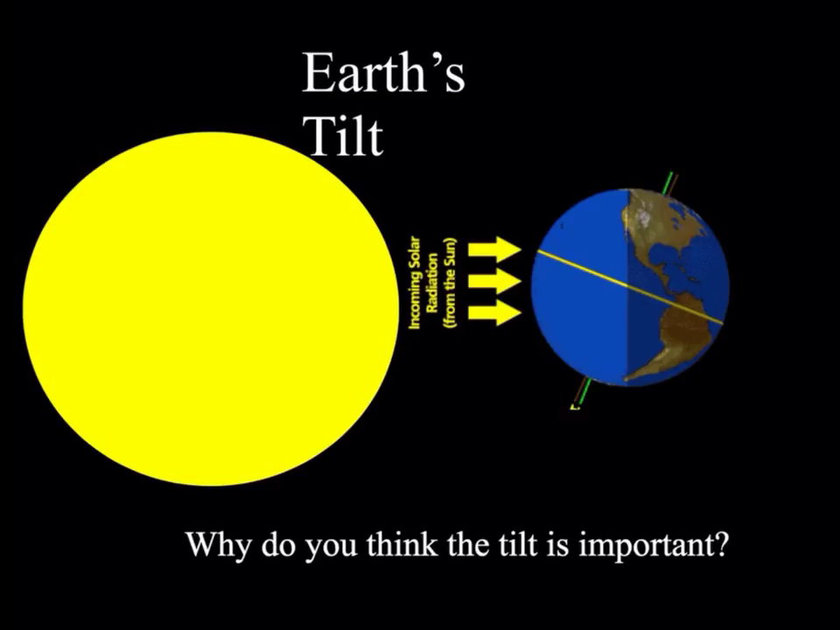Now let's look at the Earth's tilt. If you've ever seen a globe or just a picture of the Earth, you would notice that the Earth is never straight up and down. It's always tilting to one side. Why do you think the tilt is important?